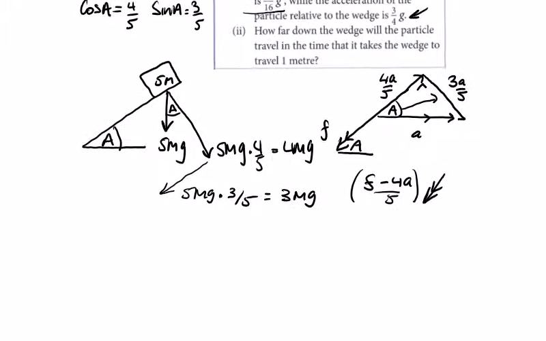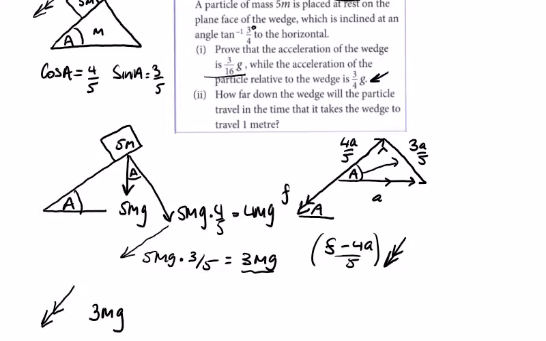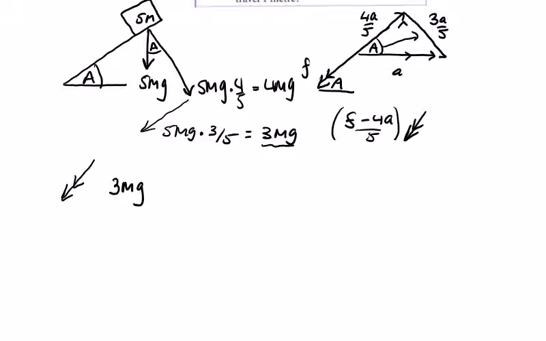So if I set up my equation in this direction, the forces are 3mg. There's nothing opposed. Oh, we'd have friction, but it's the friction between the wedge and the table, isn't it? The wedge and the table, so we don't need to worry about friction yet. So 3mg is equal to ma, is equal to 5m times A, which we got to be this guy here, F minus 4A over 5.